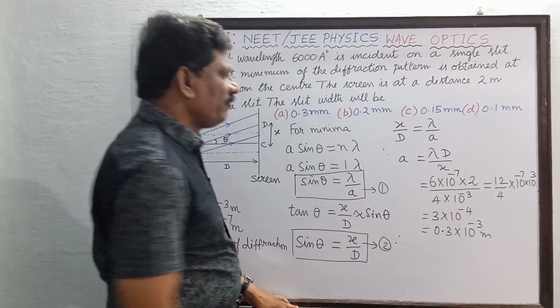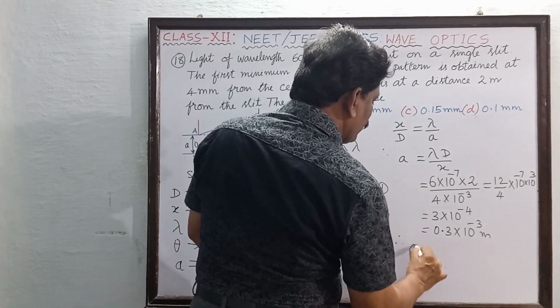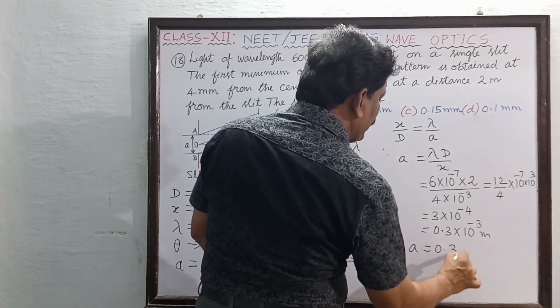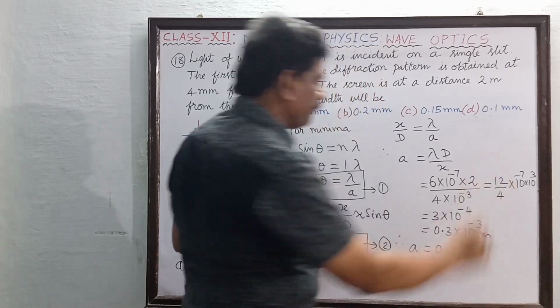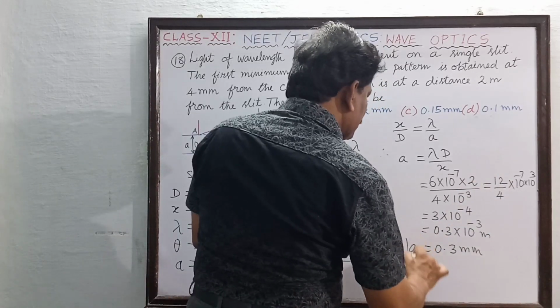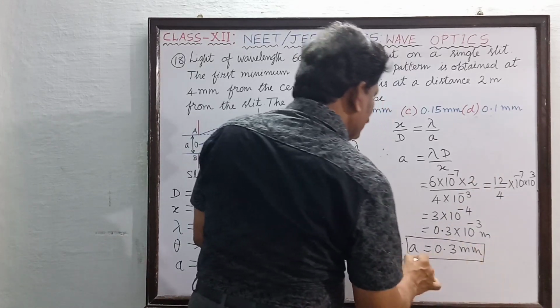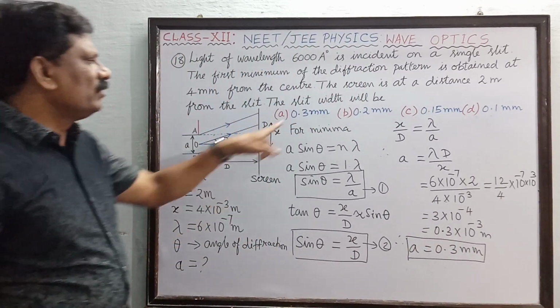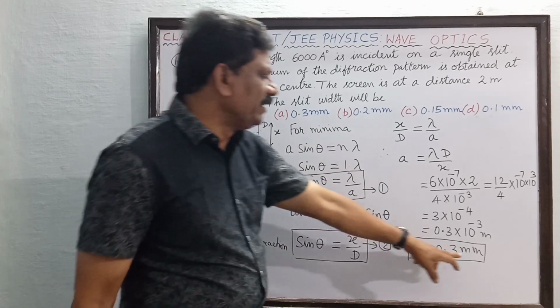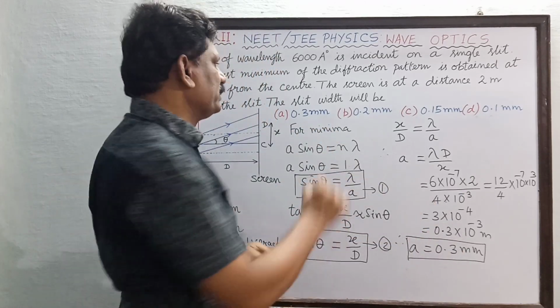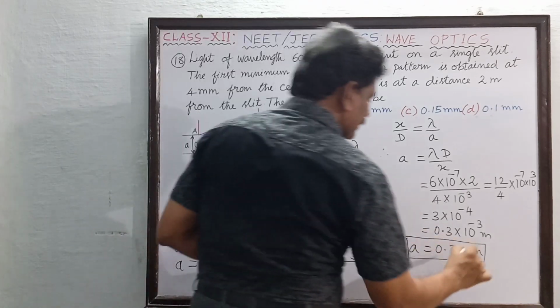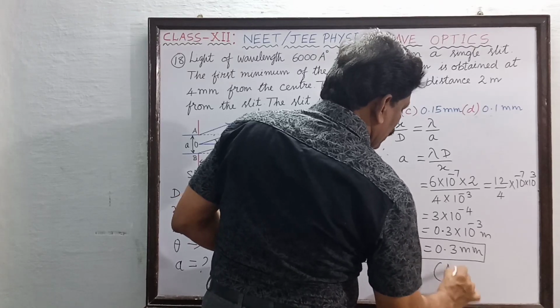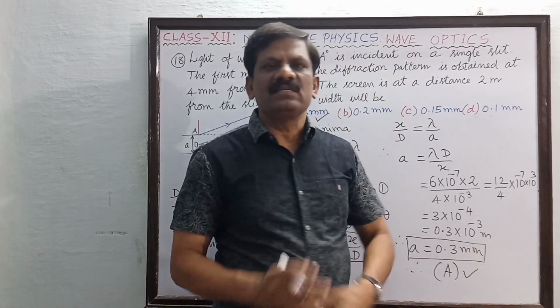Therefore, a is now equal to 0.3 millimeter. So this is the width of the slit. So we will check the options now. Option A is 0.3 millimeter. That itself is the right option. So this is the right answer. Therefore, option A is the right answer.